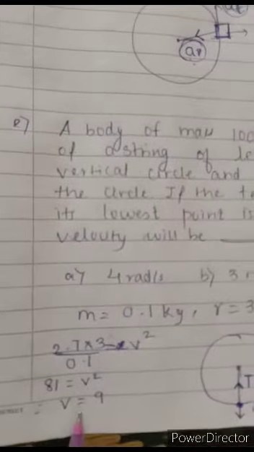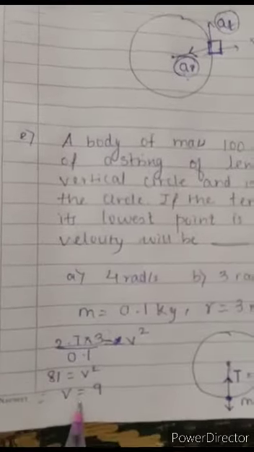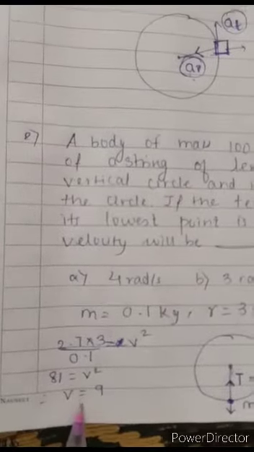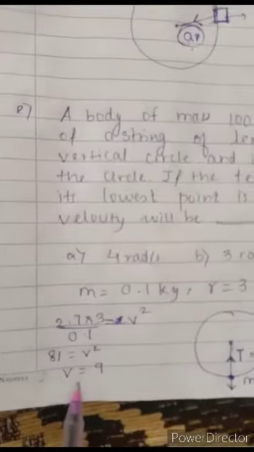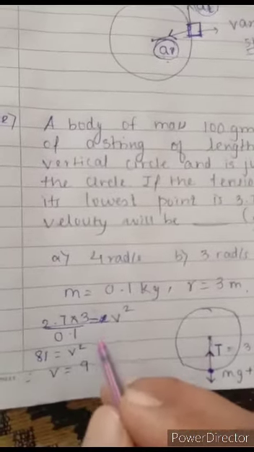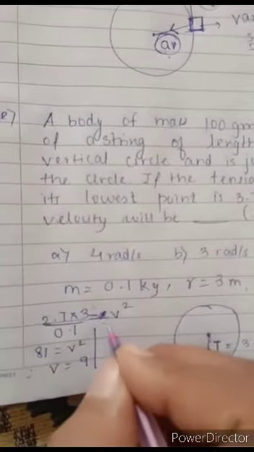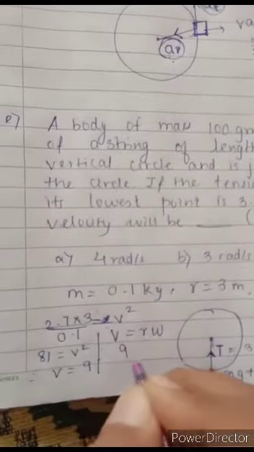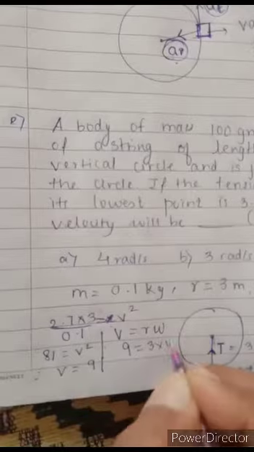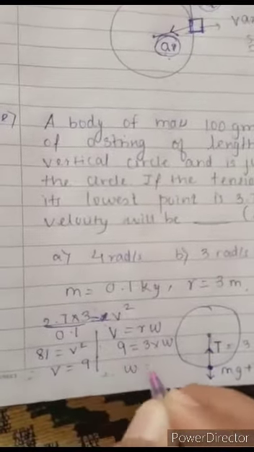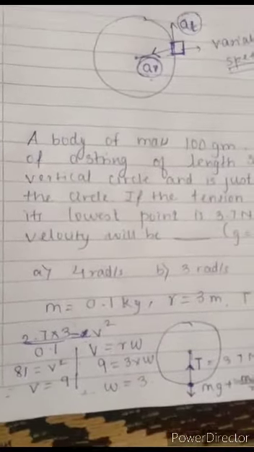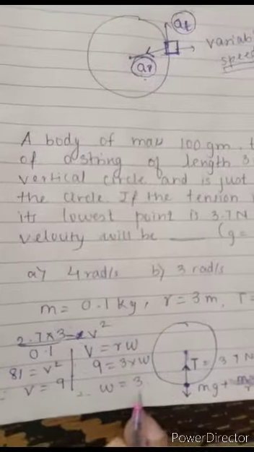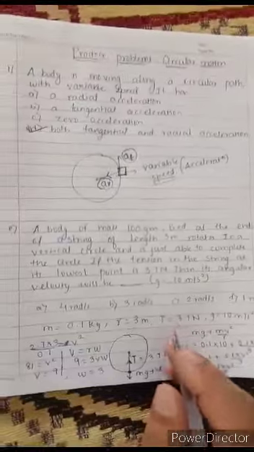Now the problem is not yet over. We have to find out the angular velocity. For angular velocity, I will use v equal to r omega. Therefore 9 equal to 3 times omega, and therefore omega equal to 3. So omega is 3 here. We have option number B, as you can clearly see.